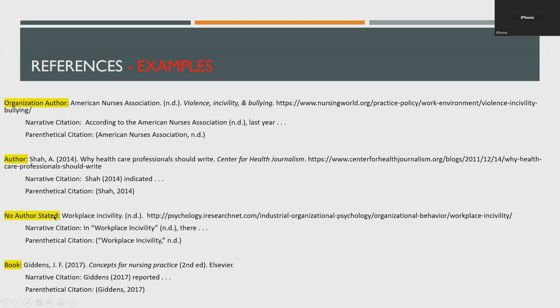If there's no author stated and it wasn't published by an organization or an institution, so for instance, this was published by an organization. Here, though, this wasn't published by a specific institute or a specific government body. So we just put the title of the source. This article was called Workplace Incivility. We put that here as the first part of our reference. There was no date, so we put ND. Likewise, in our in-text citation, we put the title of the source. Notice that it's in quotation marks. That tells us it's a title of an article. No date, so we put ND.